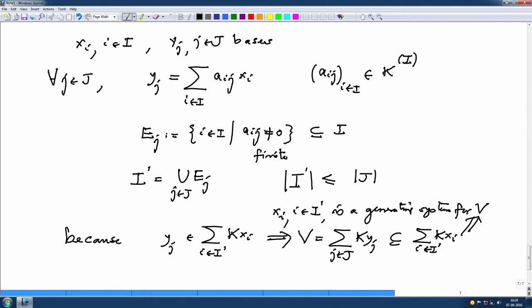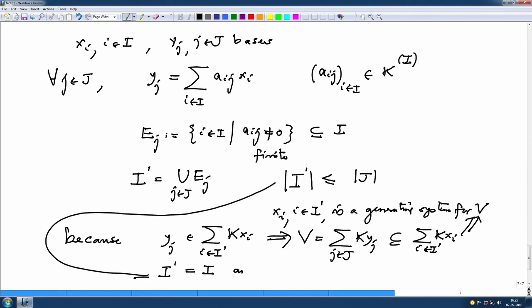But you see, this was the basis. So, you cannot drop any element from a basis. So, that proves that this I prime must be equal to I. That means this I prime has to be the whole I, and cardinality I is less than or equal to cardinality J. We cannot drop any element from I to get a generating system for this. So, we have proved cardinality I is less than or equal to cardinality J.